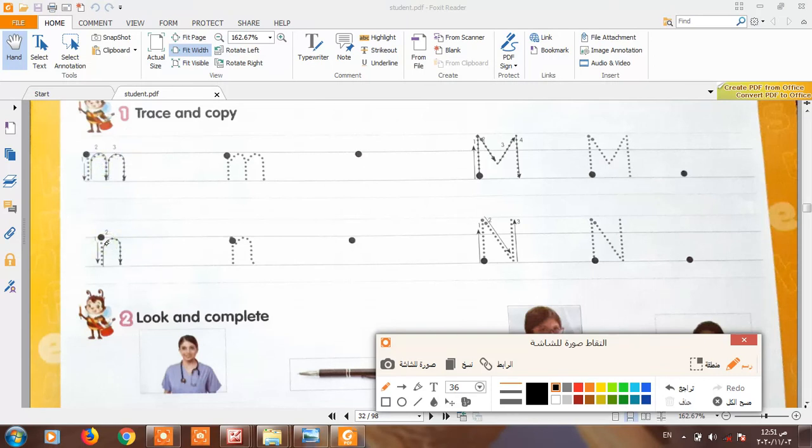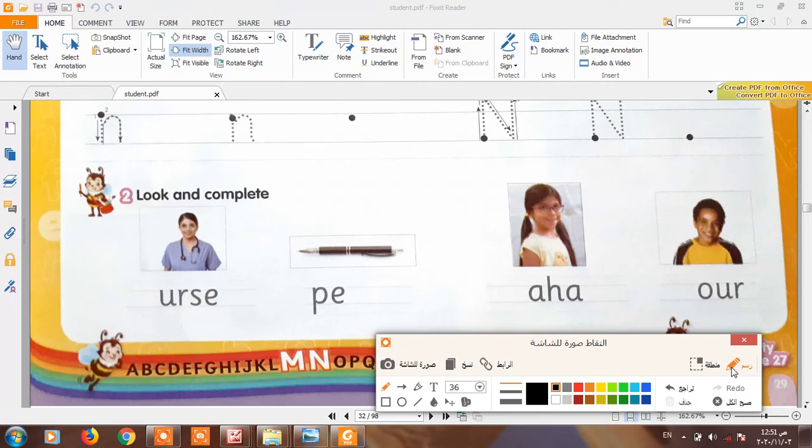Here, KG1, we will trace. We will do it for homework. Here, KG1, can you remember? Who is he? No, it's she. Who is she? She is a nurse. Nurse starts with sound N. Here, we will write sound N. And what's this? Pen. Pen ends with sound N. So here, we will write N.